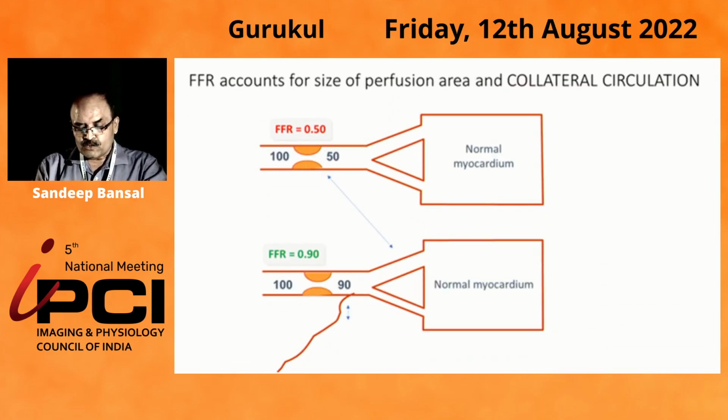And it is also accounted for by collateral circulation. So if you have similar lesions, one is collateralized, the other is not, then the one with the collateral supply will have a higher FFR ratio.